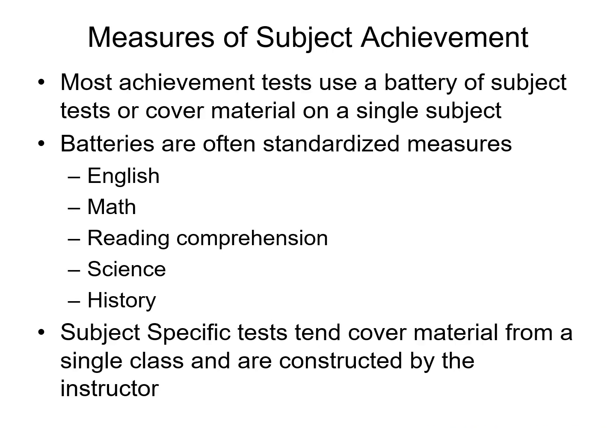So there's also measures of subject achievement. Most achievement tests use a battery of subject tests or cover material of a single subject. Batteries are often standardized measures and can measure, for example, just English skills, math skills, reading comprehension skills, science skills, or history skills. Subject-specific tests tend to cover material from a single class or are constructed by the instructor. So again, when we're looking for specific tests of achievement, we're generally focused on the class itself and the materials that are being presented in that class, by comparison to an overall aptitude or fluid or crystallized intelligence test.